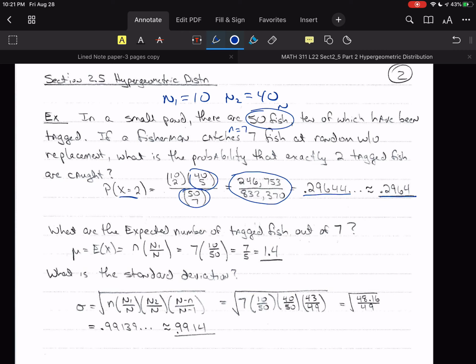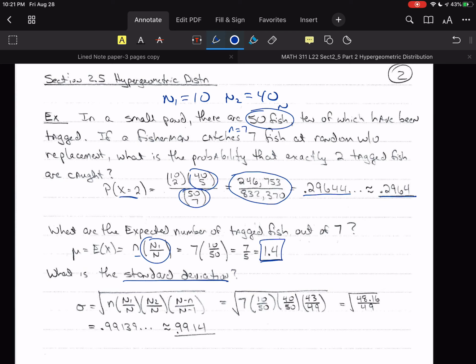Now, what's the expected number of tagged fish out of 7? So again, we're going to take little n times N1 over the population size N, and so we have 7 times 10 over 50, which is 70/50 or 7/5, and that is 1.4. So 1.4 fish on average out of 7. Of course, you can't have 0.4 fish that are tagged, but this is over the long haul. It's an average.